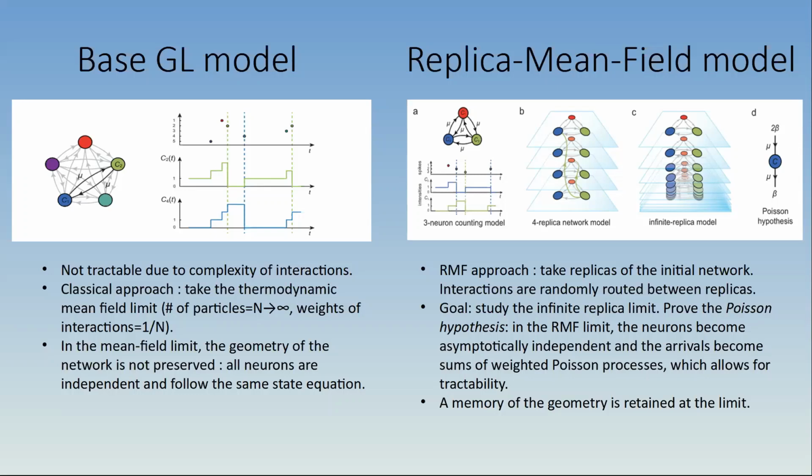And the idea is that in this infinite replica model, you don't get a connected graph like in A anymore. You have independent nodes, so to speak, but the intensity of the arrivals that they receive depends on the geometry of the initial network. Okay. Does that answer your question?